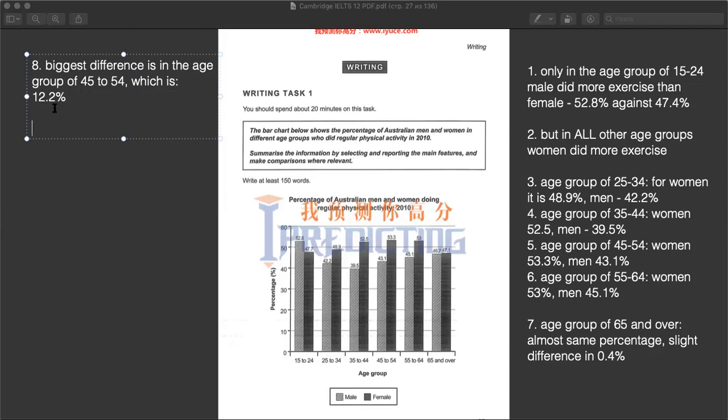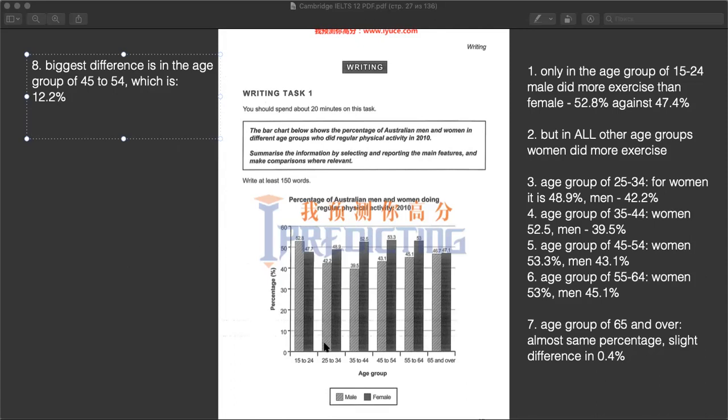Okay, this is the biggest difference. The smallest difference is in the age group of 65 and over, which we already discussed here. Yeah, slight difference, so we can just erase it, skip it here. And overall, this was the only graph, the only bars where men did more physical activity, right? But in all other bars, women did more.